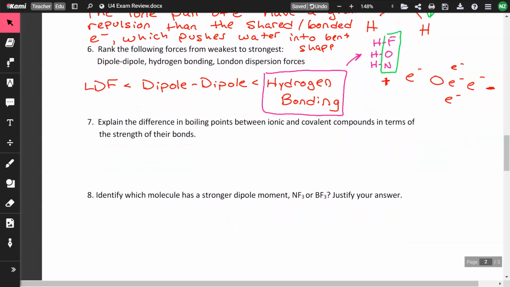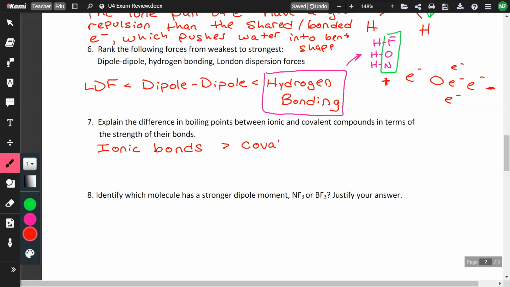Okay. Explain the difference in boiling points between ionic and covalent compounds in terms of the strength of their bonds. Okay. So, ionic is the strongest. Okay, so ionic bonds are stronger than covalent bonds. Would help to spell this right. Covalent. It takes more heat energy.